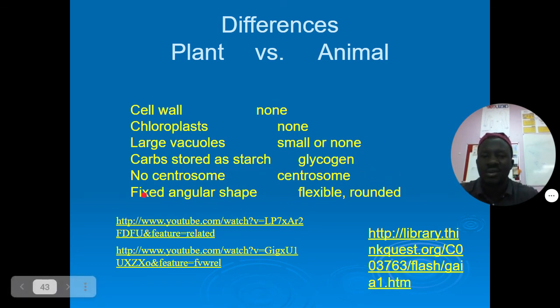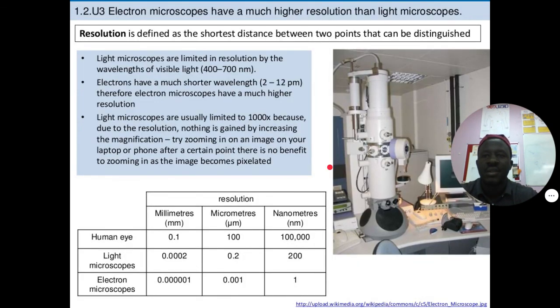In plant cells, they don't have centrosomes. Animal cells have centrosomes. Plant cells have a fixed angular shape. Animal cells are round, the shape is flexible. So that's where we see the differences.